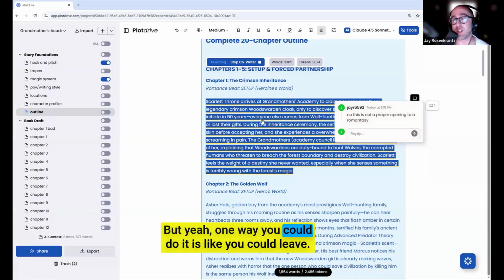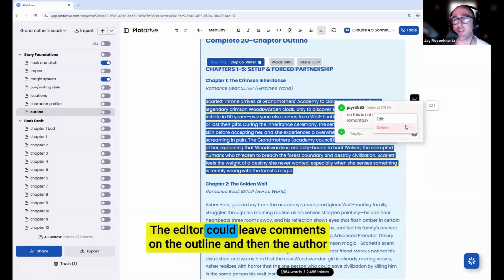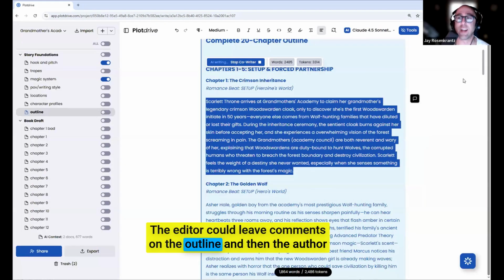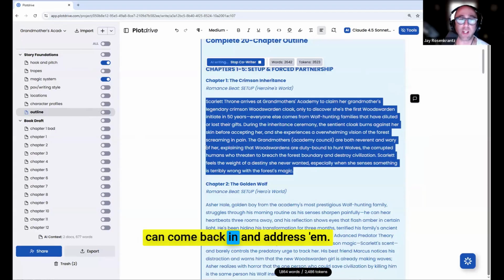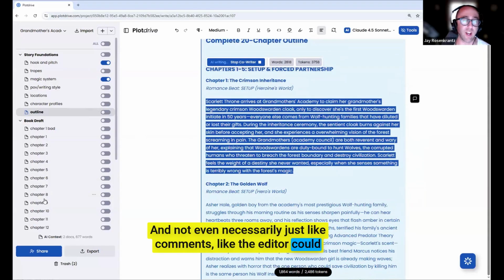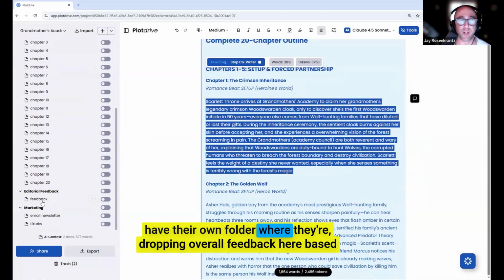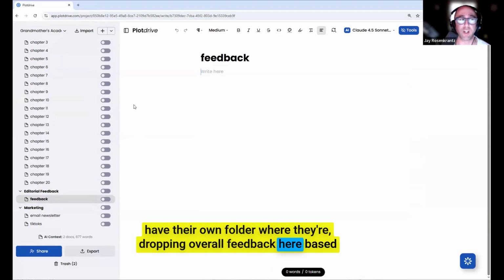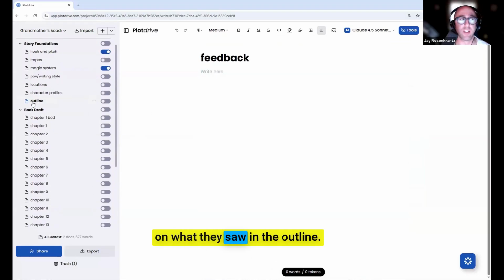But one way you could do it is the editor could leave comments on the outline and then the author can come back in and address them. And not even necessarily just comments. The editor could have their own folder where they're dropping overall feedback based on what they saw in the outline.